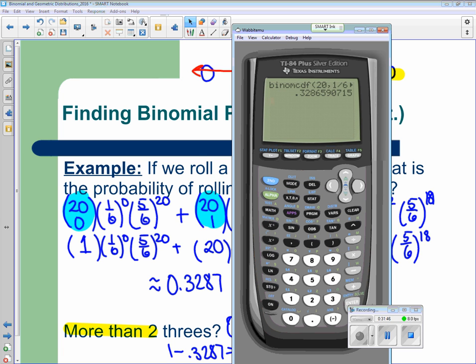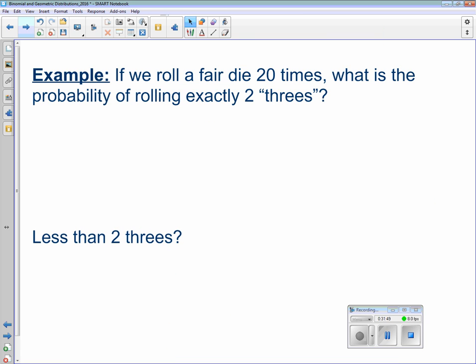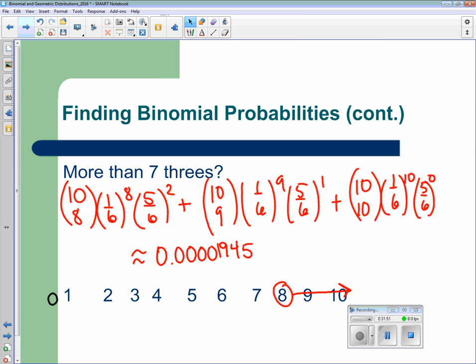Okay? Thank you. So let's look at what happens in a more than situation. Less than we know, right? We can do less than. It's just that number and CDF. That's fine. But a more than's a little harder. So let's think about how we could use a calculator, in this case, in a more than.